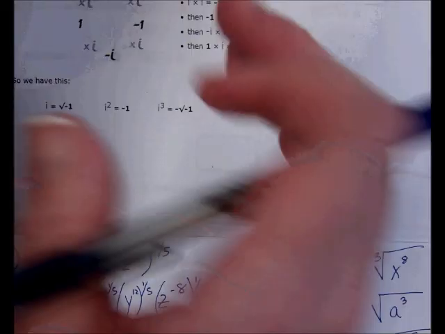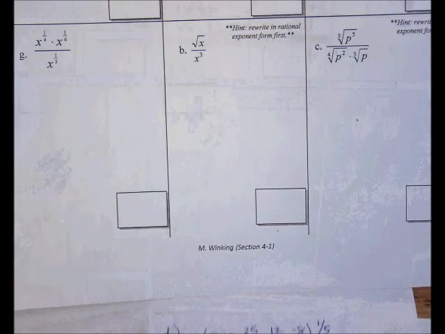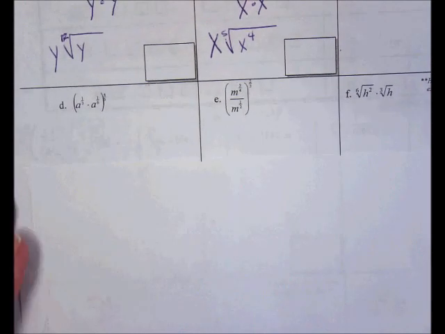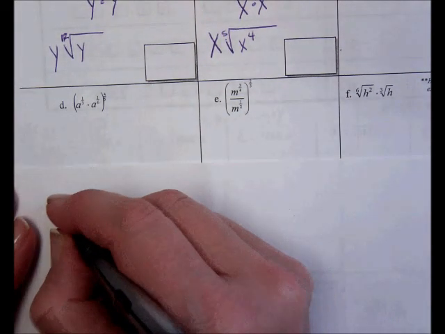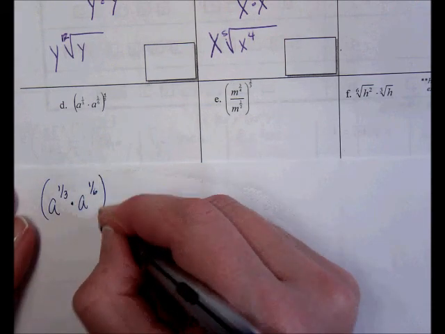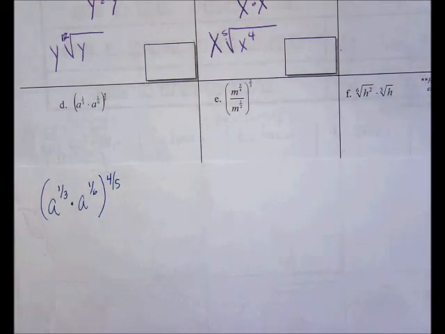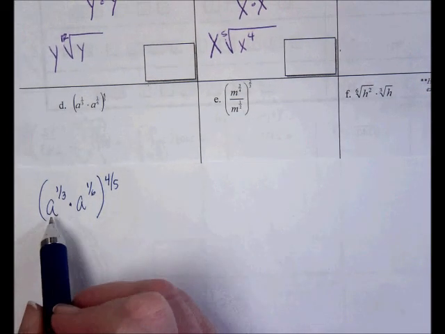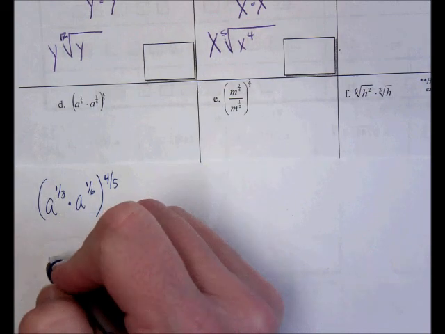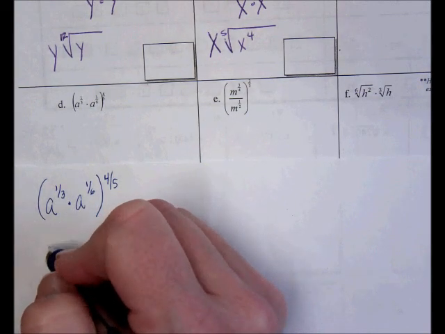So moving on along, let's look at some of the problems on the back, because they do get a little bit more complicated. I'm going to look at D on the back, and this is going to look something like this. I have a to the 1/3 times a to the 1/6, and I'm going to take all of that to the 4/5 power. Well, I'm multiplying the same base together, but it has different exponents, so I can add the exponents. But I have to have common denominators.